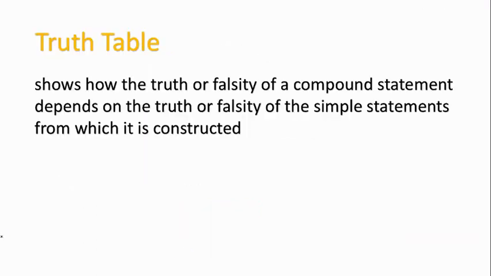In this video, we will talk about truth tables. A truth table is really just a neat way to show how the truth or falsity of a compound statement depends on the truth or falsity of the simple statements from which it is constructed. So what we are saying here is that a compound statement may be true or false depending on the kind of combination of the truth value of the simple statements that it is made up of.